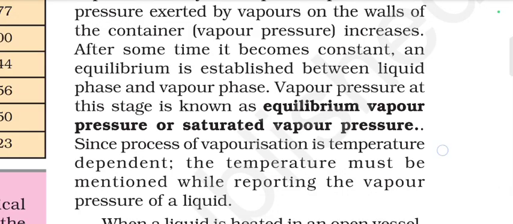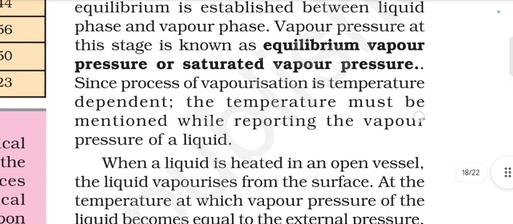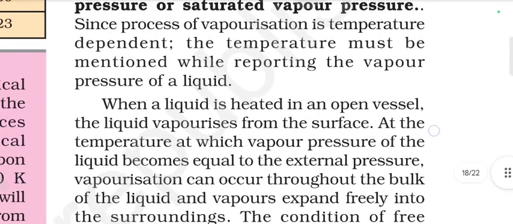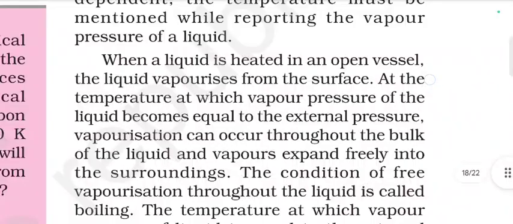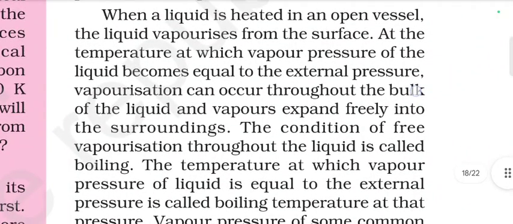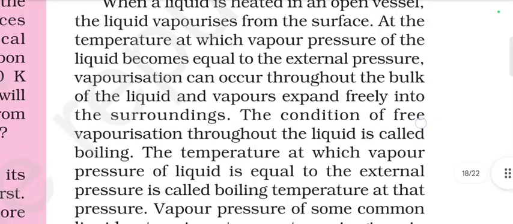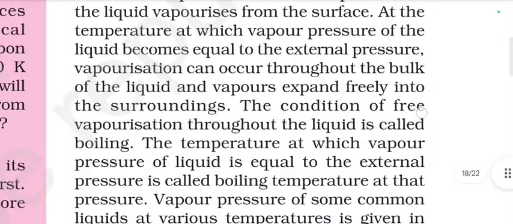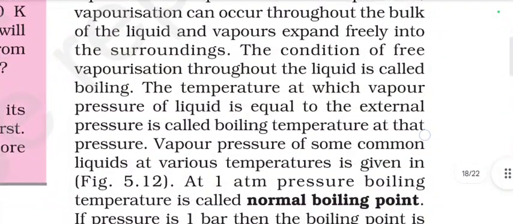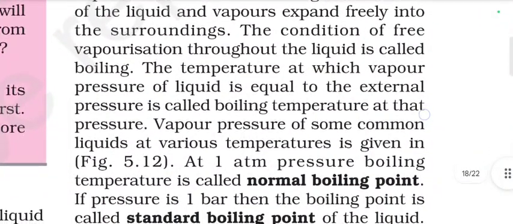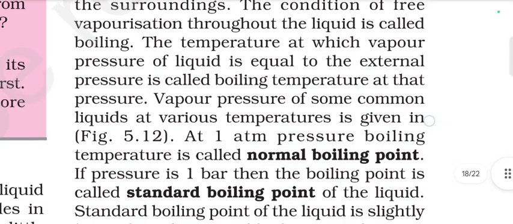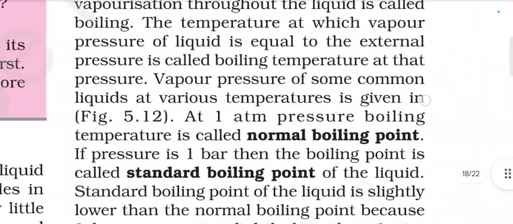Vapor pressure at this stage is known as equilibrium vapor pressure or saturated vapor pressure. Since the process of vaporization is temperature dependent, the temperature must be mentioned while reporting the vapor pressure of a liquid. When a liquid is heated in an open vessel, the liquid vaporizes from the surface. At the temperature at which vapor pressure of the liquid becomes equal to the external pressure, vaporization can occur throughout the bulk of the liquid and vapors expand freely into the surroundings. The condition of free vaporization throughout the liquid is called boiling. The temperature at which vapor pressure of a liquid is equal to the external pressure is called boiling temperature.